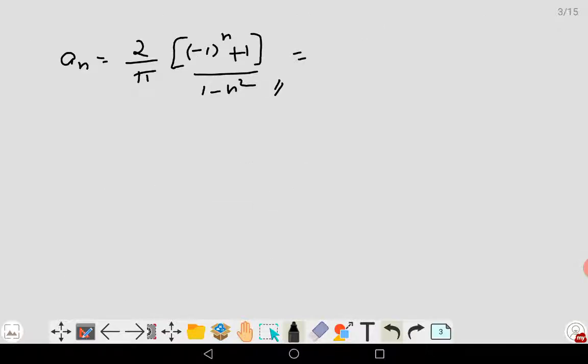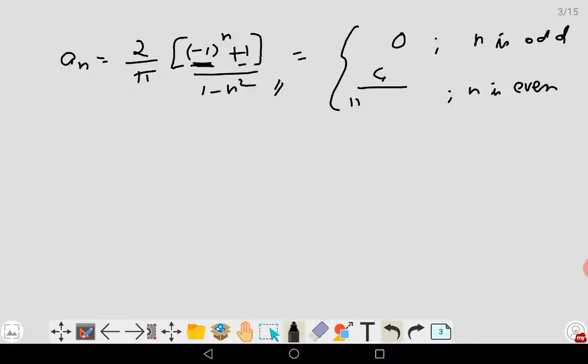This can be further written as: when n is odd, what you get is 0. Odd will give this one negative 1 plus and positive 1 will be 0, isn't it? When n is even, this will be positive 1 plus 1 positive 2, 2 into 2, 4 over pi times 1 minus n square.